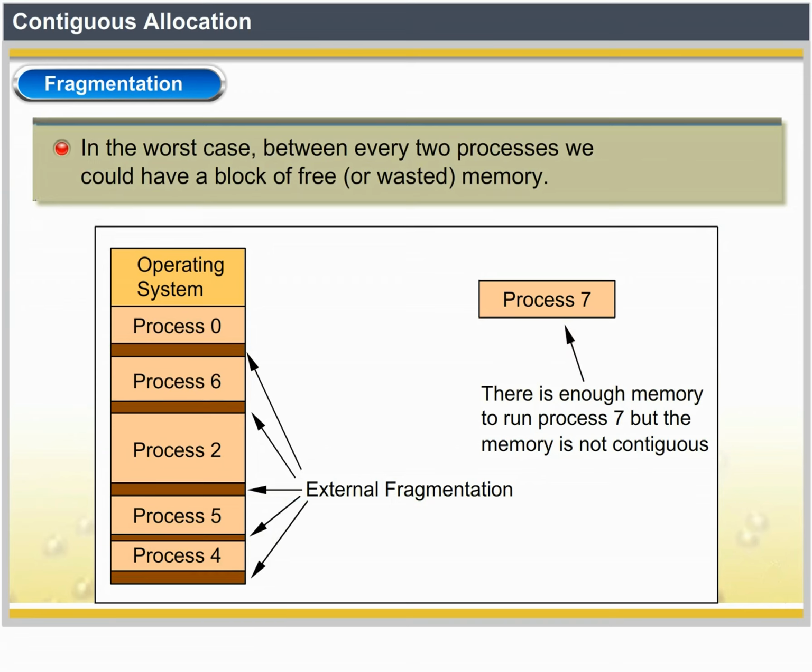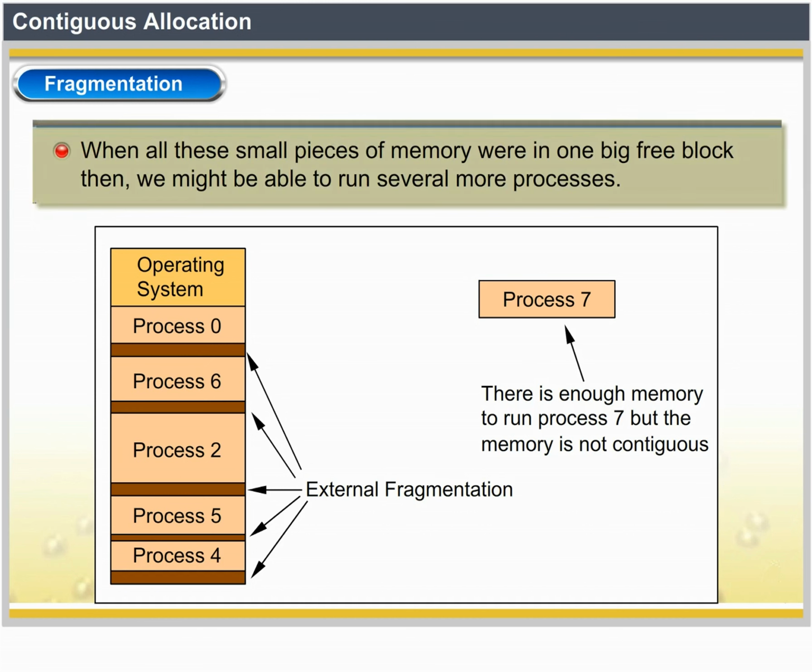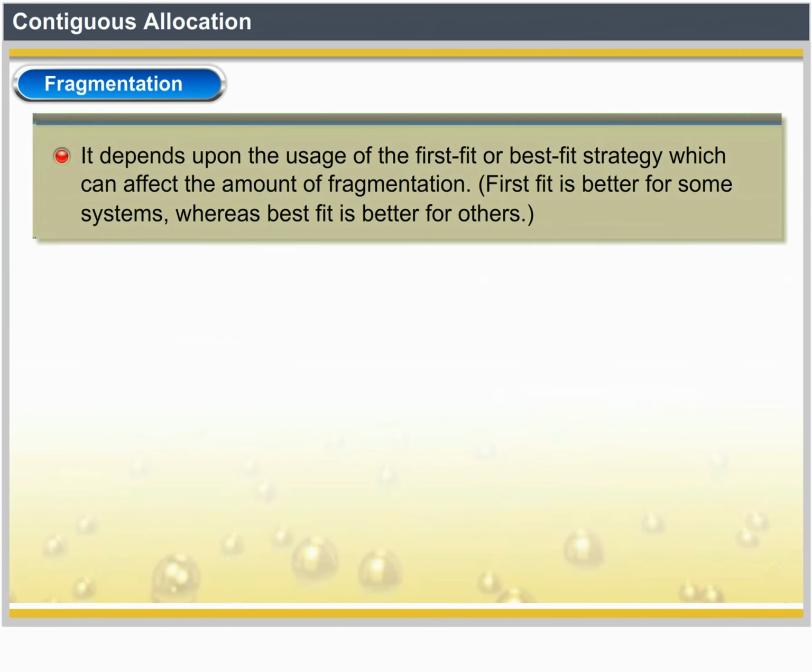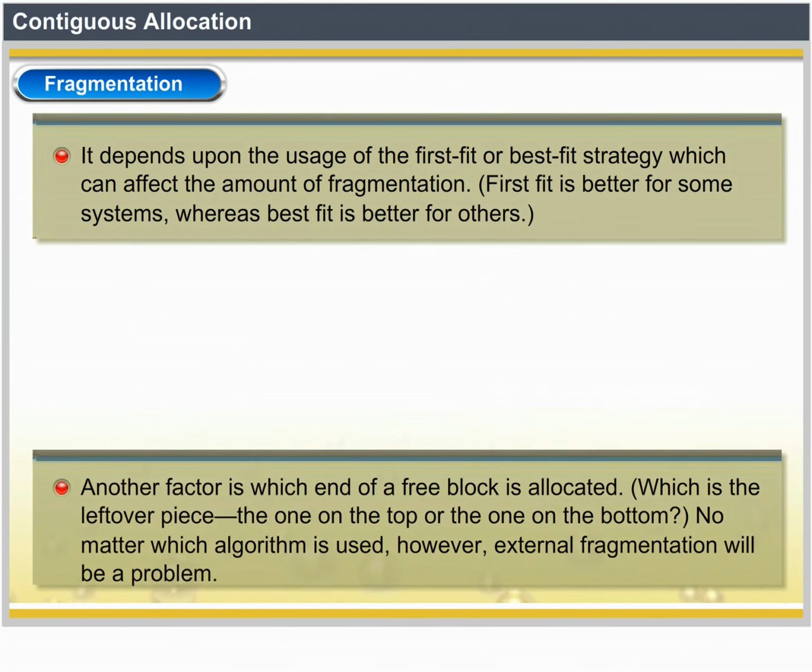In the worst case, we could have a block of free or wasted memory between every two processes. If all these small pieces of memory were in one big free block instead, we might be able to run several more processes. Whether we are using the first fit or best fit strategy can affect the amount of fragmentation. First fit is better for some systems, whereas best fit is better for others. Another factor is which end of a free block is allocated, which is the leftover piece, the one on the top or the one on the bottom. No matter which algorithm is used, however, external fragmentation will be a problem.